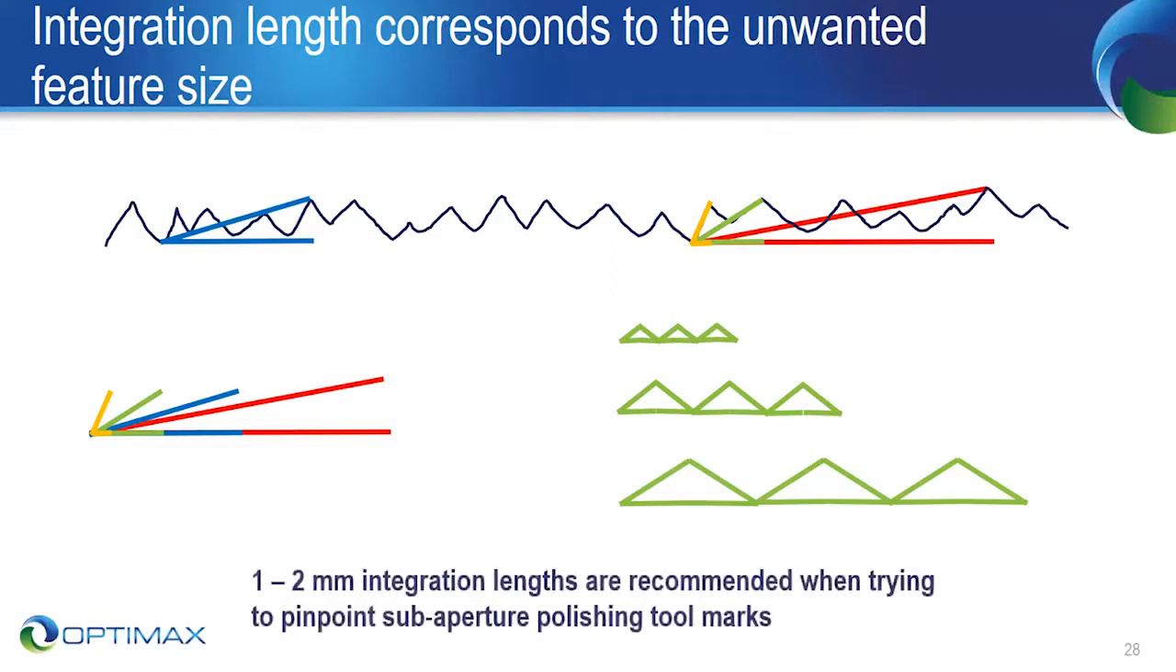And one of the things to note is that many times these features are caused by sub-aperture tools. And so in the region between 100 millimeters and about 400 millimeters, a recommendation or guideline would be to utilize a 1 to 2 millimeter integration length when trying to pinpoint sub-aperture polishing tool marks. Or you can also default to the 4% of the clear aperture, which gives you a pretty good guideline as well.